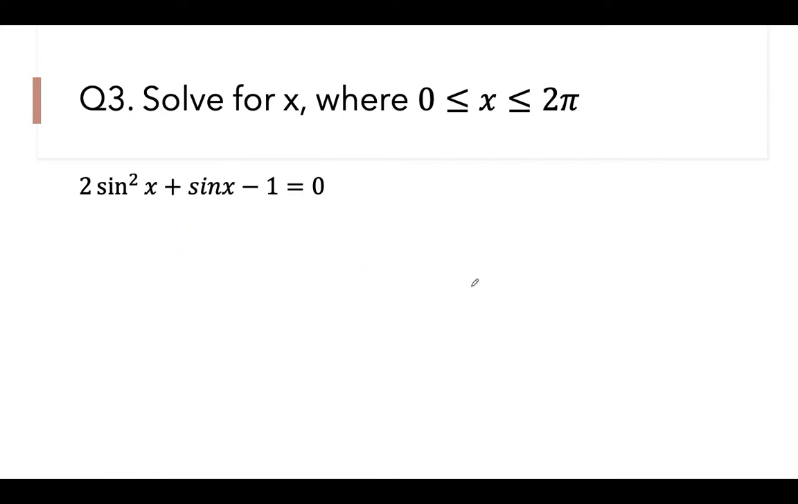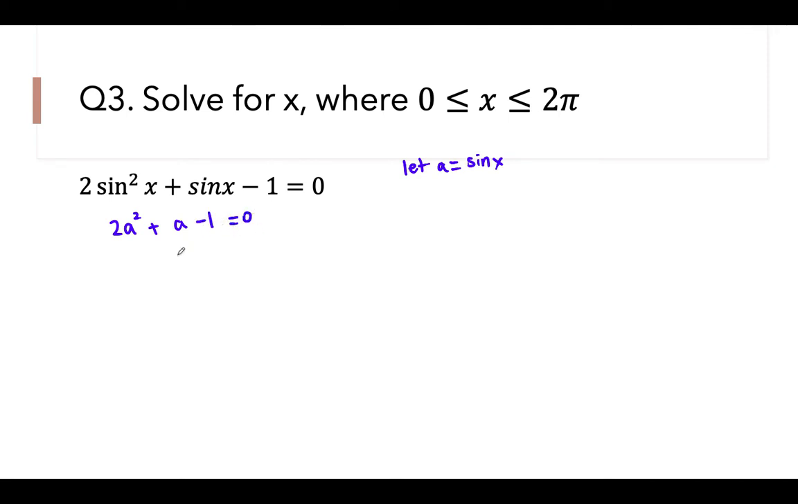Next, we have 2 sine squared x plus sine x minus 1. Okay, so you'll notice, do you see a pattern of the form? It looks like a quadratic in terms of a trinomial. So you could say let a is equal to sine x. So what this actually will look like, if I simplify, is 2a squared plus a minus 1 equals 0.